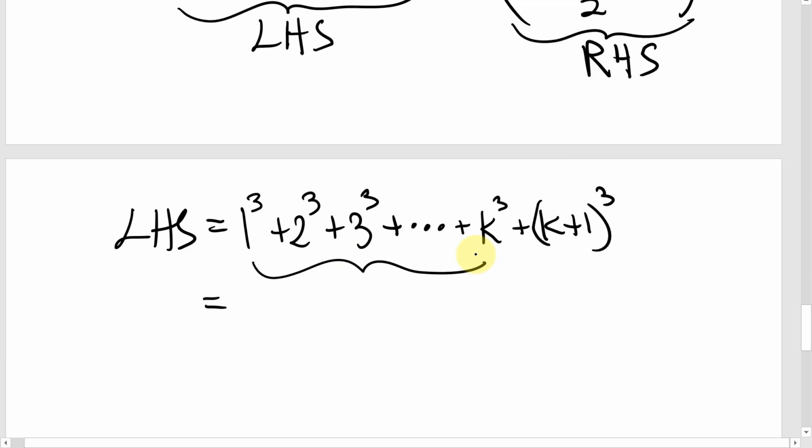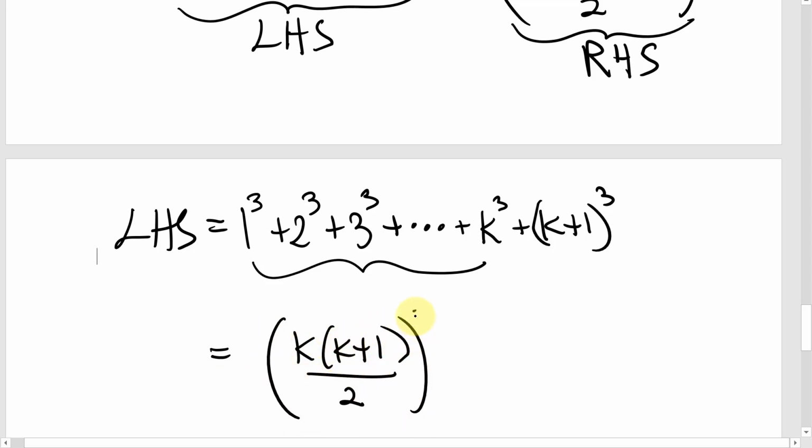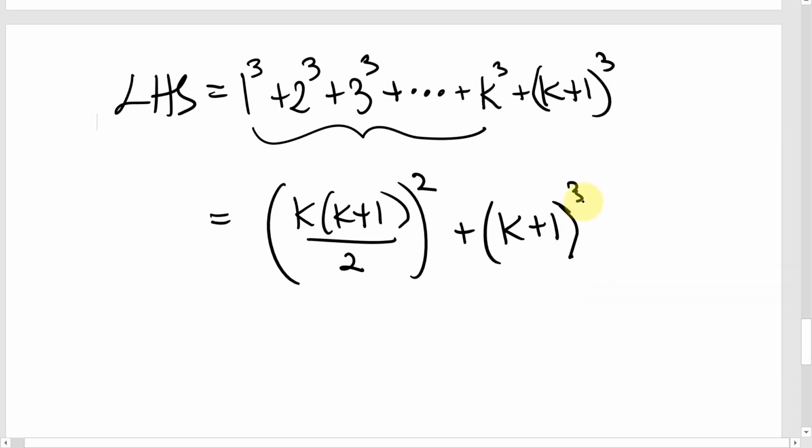By the inductive hypothesis, this is equal to k plus 1 all over 2, all squared. So this whole thing right here turned into this. And I just copy down the k plus 1 cubed into the next line. Now you might be wondering, are we supposed to multiply this out? Where are we going to go with this?